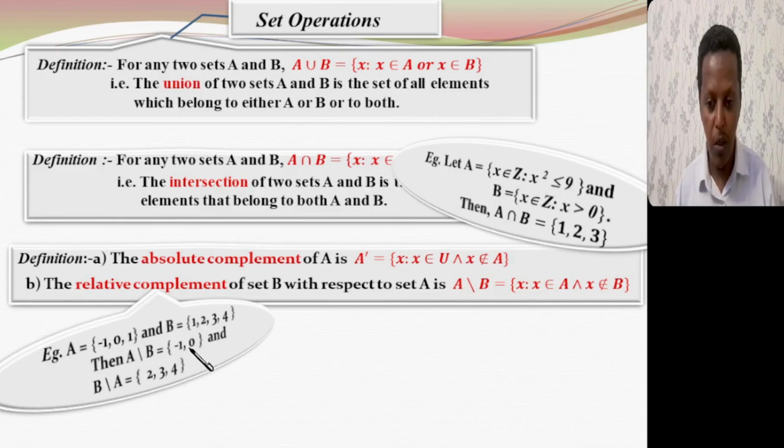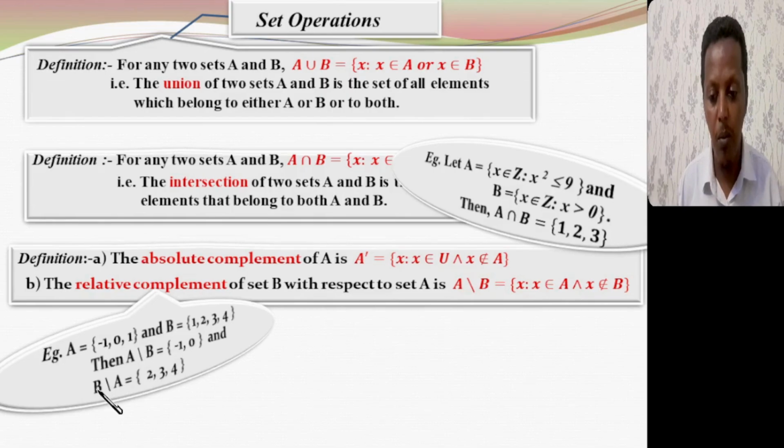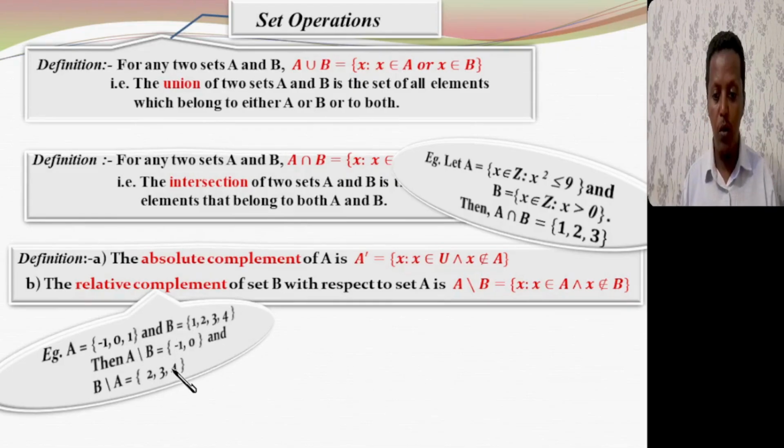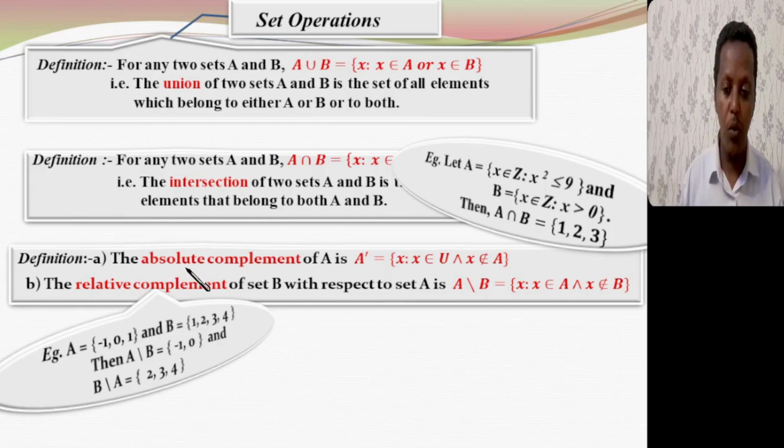Only in A but not in B. So -1 and 0, these are the two elements which lie only in A but not in B. At the same time, B without A, the relative complement of A with respect to B, contains what? 2, 3, 4. Set B without A, the elements only in B but not in A, are 2, 3, 4. So based on this definition, you can find the absolute complement.